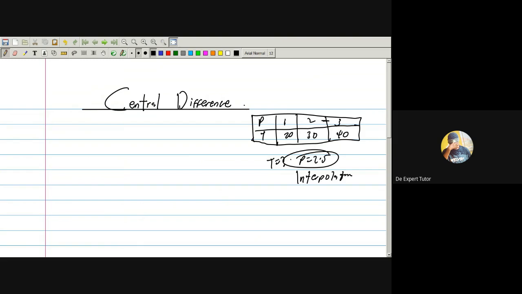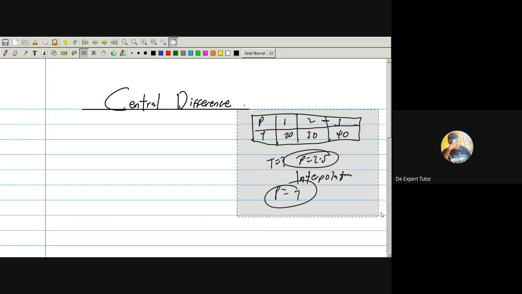But if I say find the temperature at pressure equal to 7 atm, you can see that 7 is outside this data. Do you understand? That is extrapolation. Do you get that?